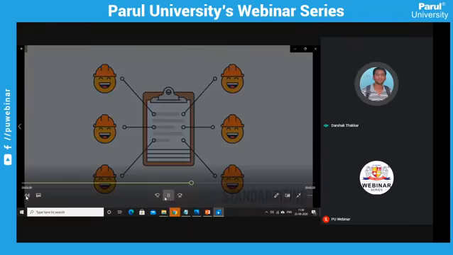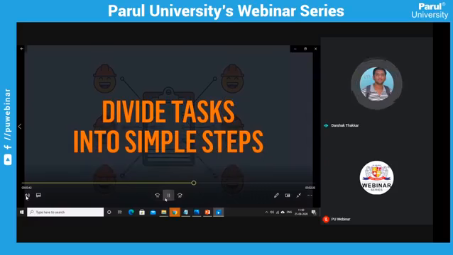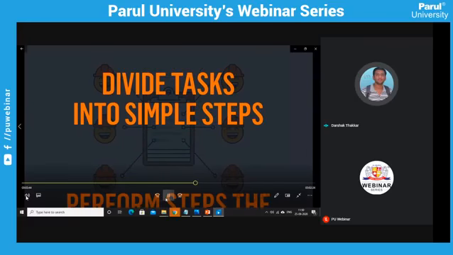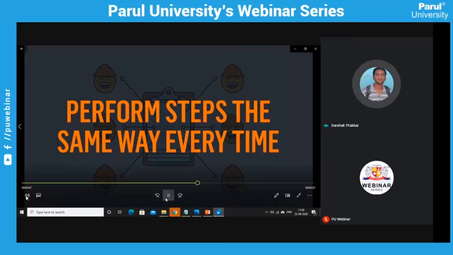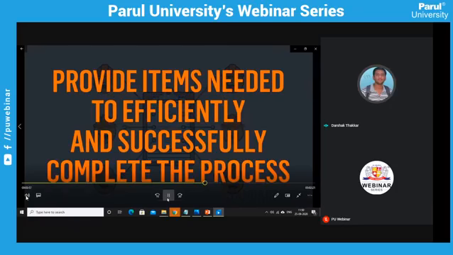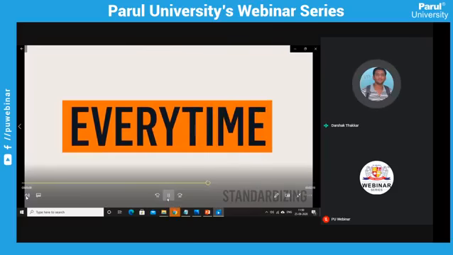To do this, you will divide tasks into simple steps that don't require checklists when necessary. Perform the steps in the same way each and every time in order to more easily identify systematic breakdowns and continue to replicate success. Provide the evidence needed to efficiently and successfully complete the process every time.